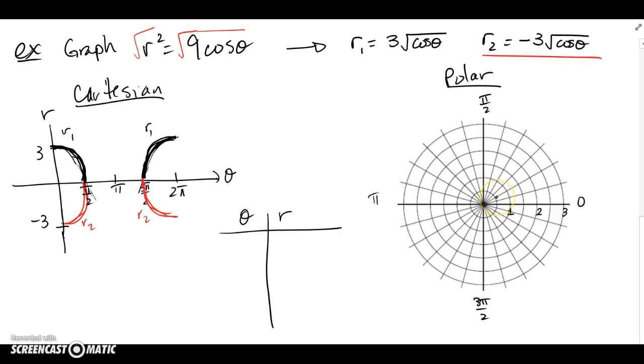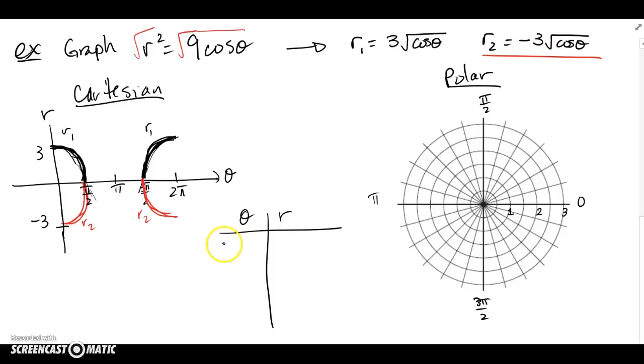So I have my angles labeled. It looks like the angles where all the action happens are just pi over 2, pi, 3 pi over 2, and 2 pi. Nothing is really going on in this region at all, so I don't expect anything between pi over 2 and 3 pi over 2 because the r values were negative there.